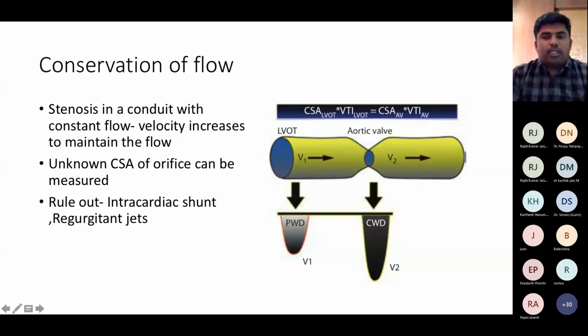Using this formula, we can measure the aortic valve area and mitral valve area, and this technique can also be used to measure the effective regurgitant orifice area in mitral regurgitation and aortic regurgitation using the PISA technique.